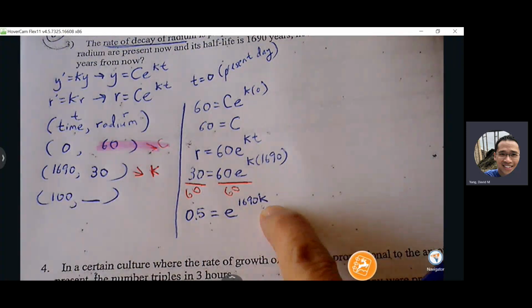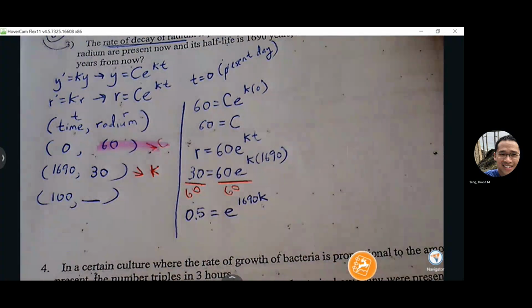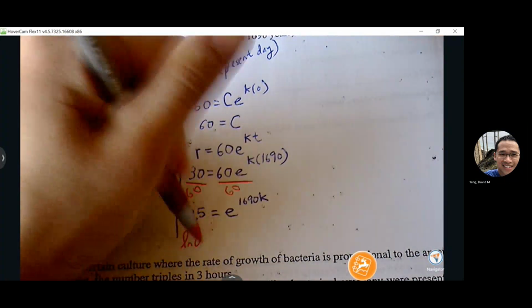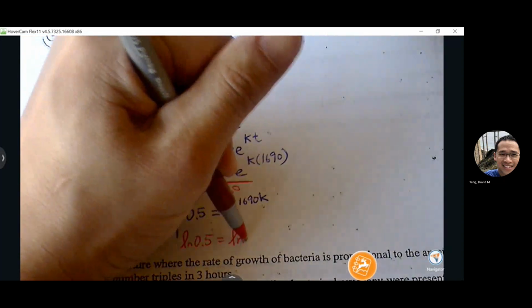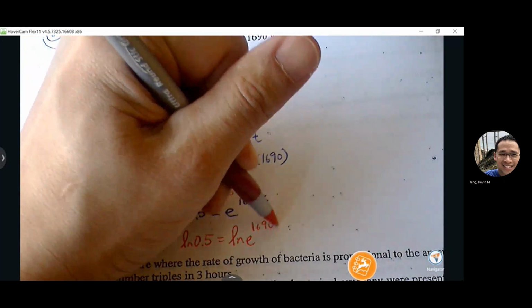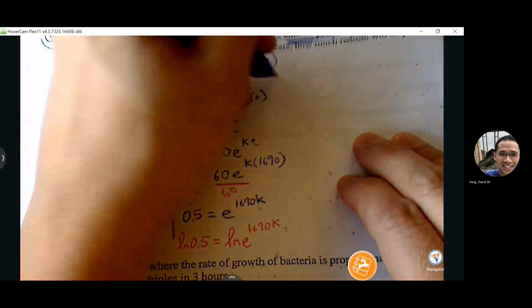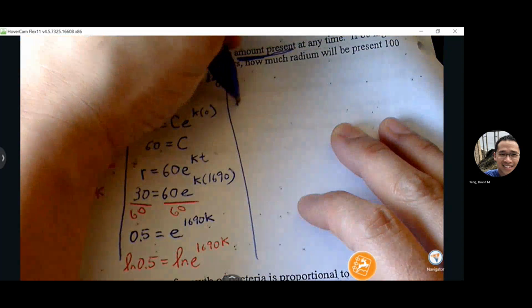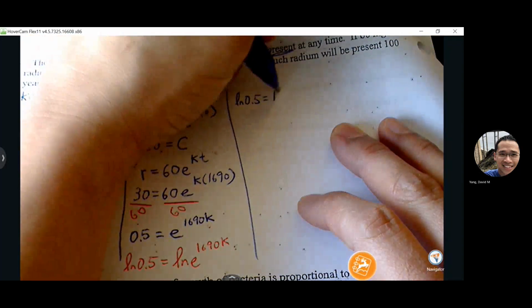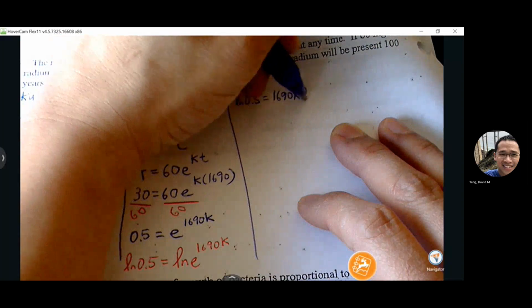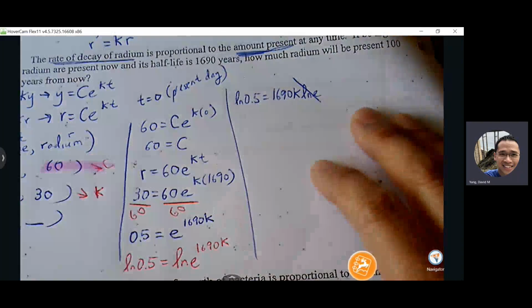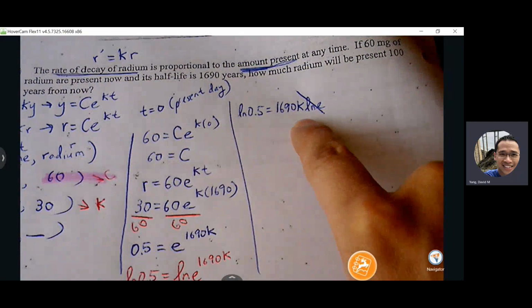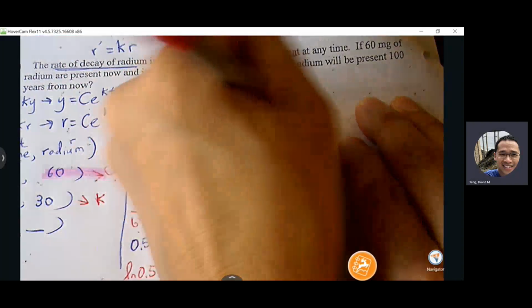Right, I want to solve for K, but K is stuck in the exponent. What can I do to both sides to help me get that K down? Not a lot, okay? Take the natural log of both sides, bring that exponent down in front. Natural log of e goes away. And now the last thing to do to solve for K is what? Divide, yeah, divide by 1690.